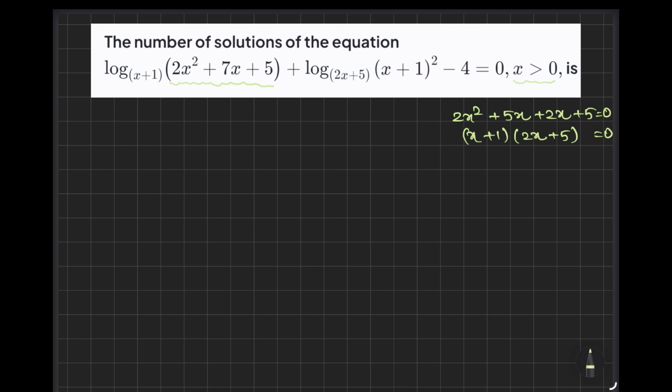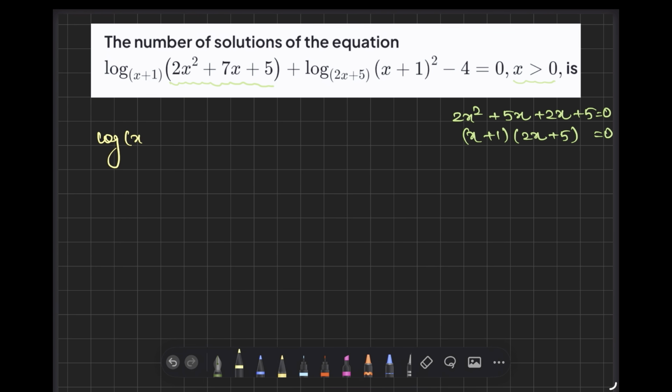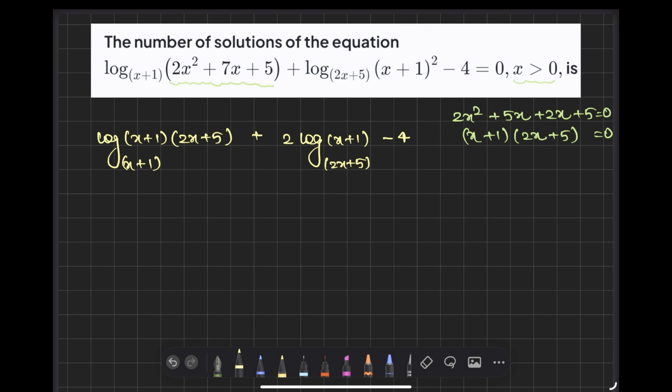Okay, so we did the factorization part. Now we will simplify this thing. So we got this situation as log of (x plus 1) times (2x plus 5) and the base is x plus 1. Okay, now what I will do, I will take this power 2 of the next log, as it is the power of the argument, so it will come as a coefficient. So 2 times log base x plus 1 of 2x plus 5, minus 4 equals 0.